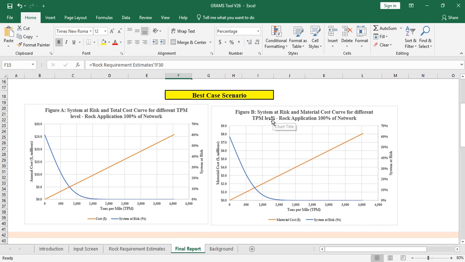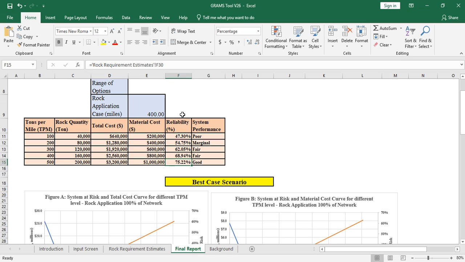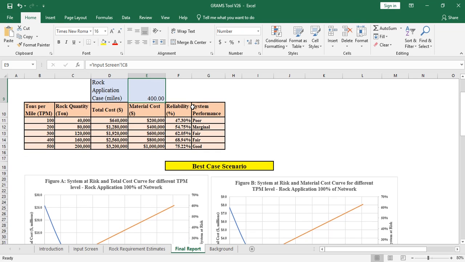If we go to this graph on the right side, it shows the same graph but for the material cost, not the total cost. So we can see that for 500 TPM, the material cost is approximately $1 million. Here the cost is about $3 million, the total cost. And if we go up, we can see that the system at risk is still approximately 30%, which is the same. And this is the best case scenario. That means we're resurfacing the entire 400 miles of the roadway network.